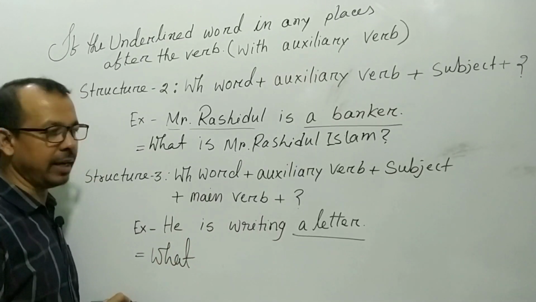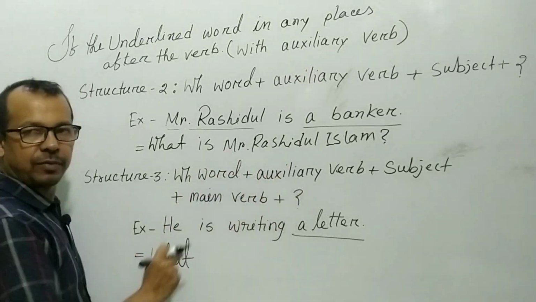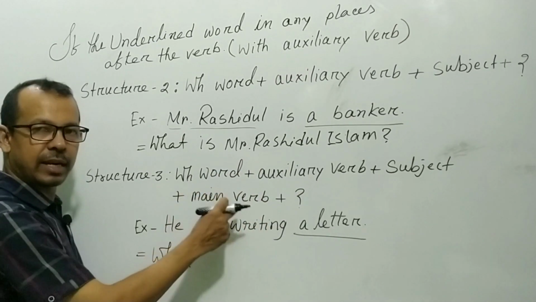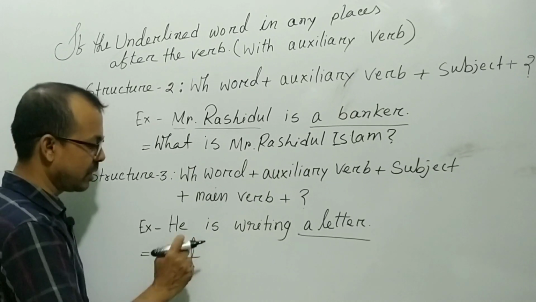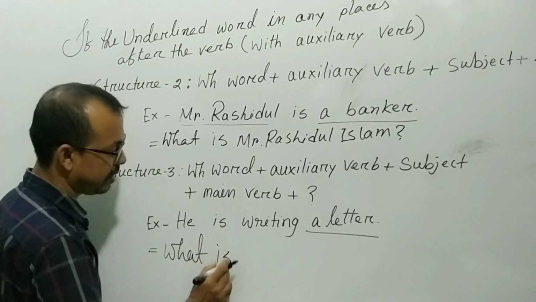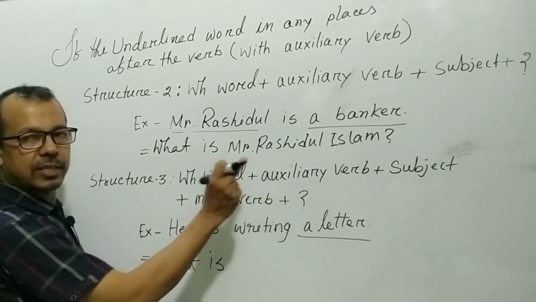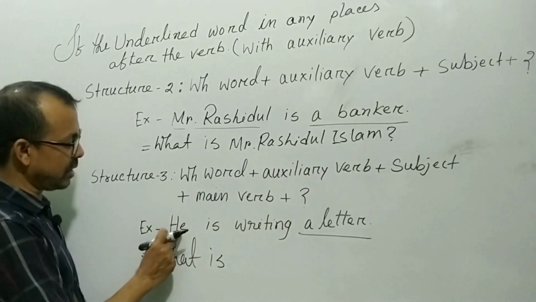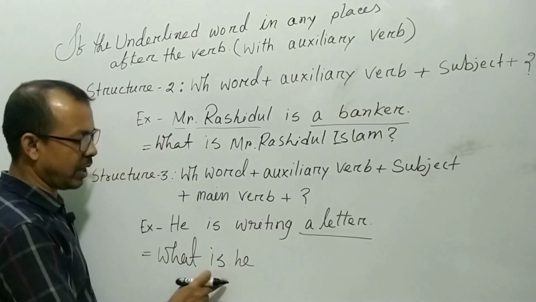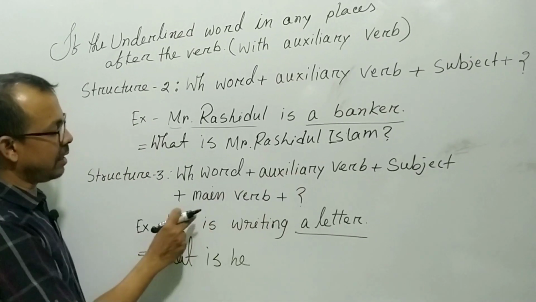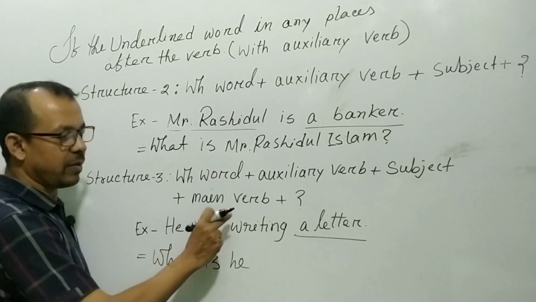What. Then auxiliary verb. Can you see here, is there any auxiliary verb in the sentence? Yes, is is an auxiliary verb. So write here is. Then the subject of the sentence. Here you can see he is the subject. So write here he. So what is he?